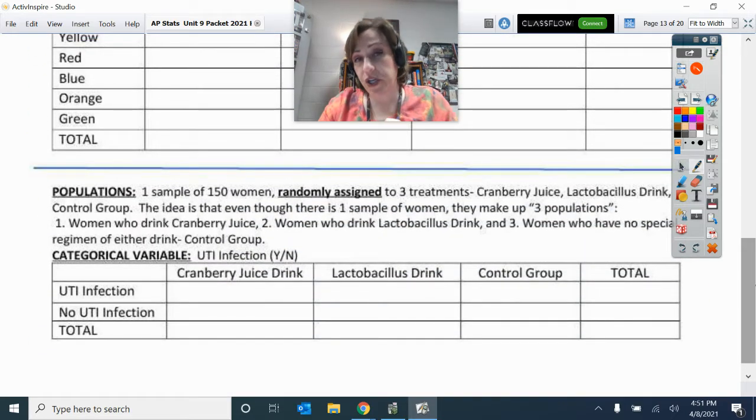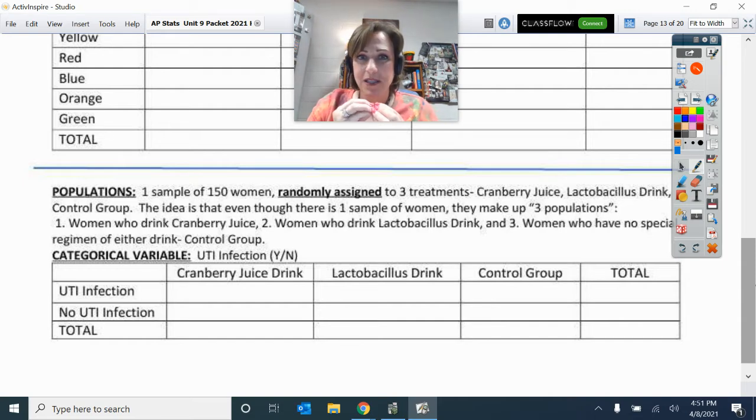I wanted to show you this one because this is an experiment. This one threw me for a loop. I didn't think of this as being three separate populations. And yet, this is how the chi-squared test of homogeneity showed up as an AP question in 2016. So let's discuss this.